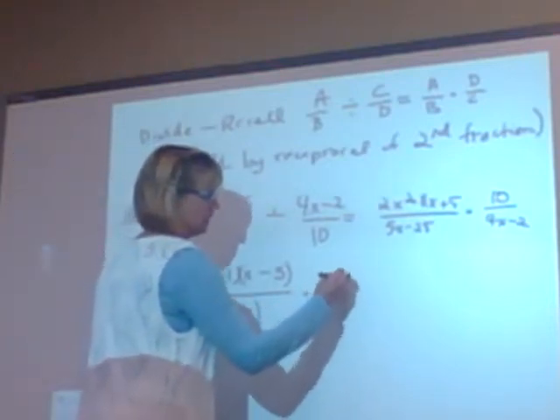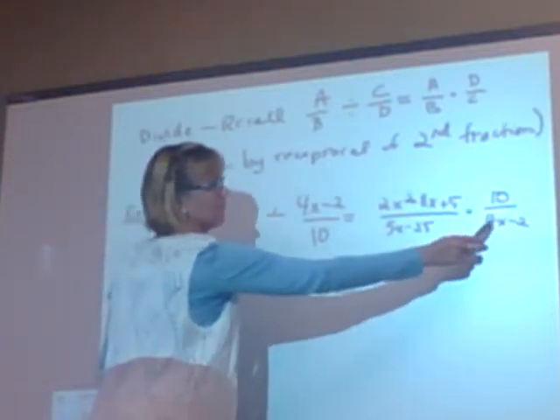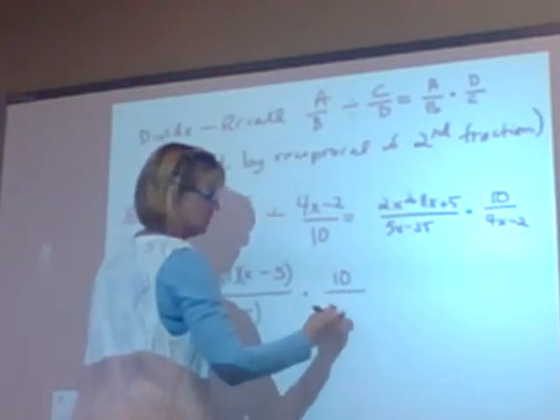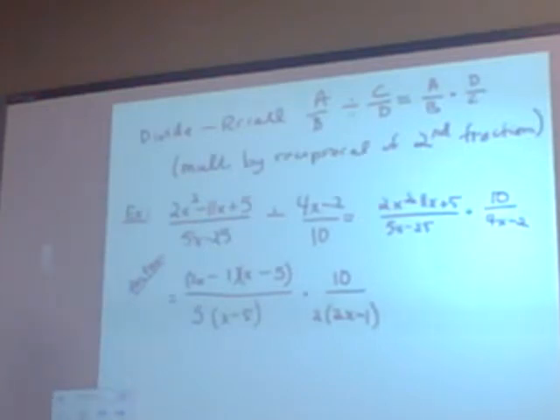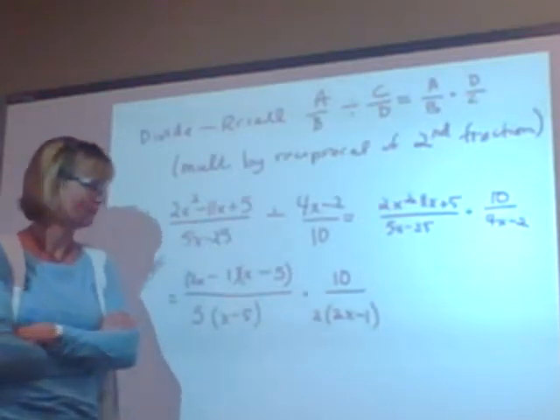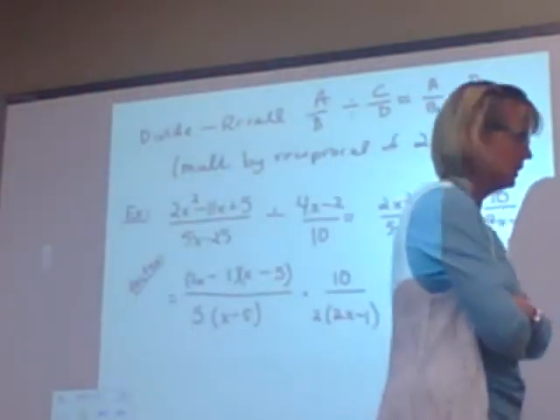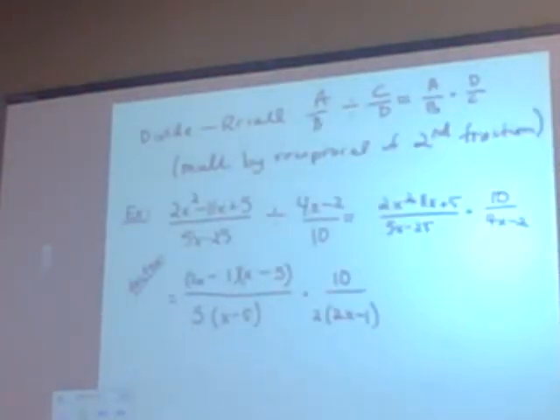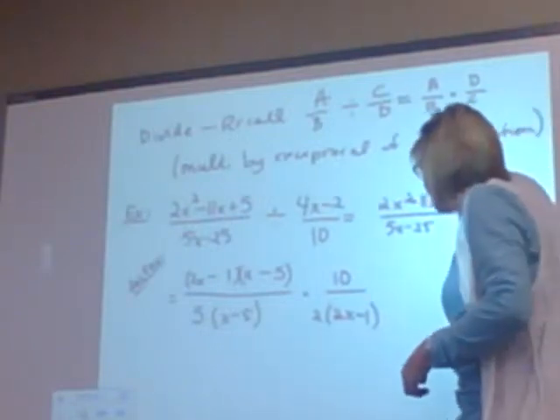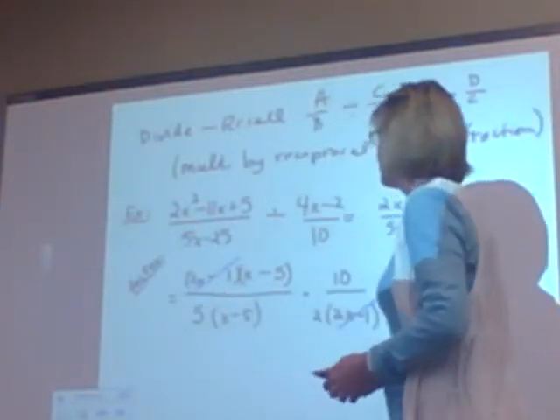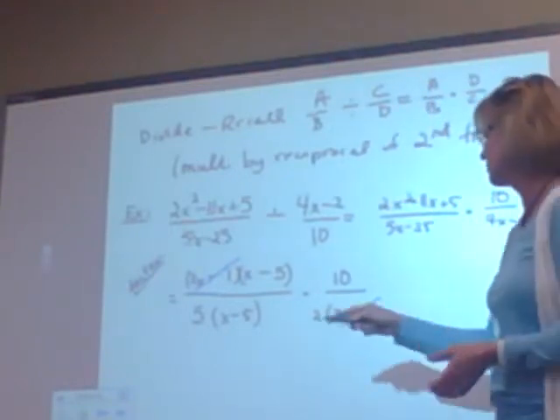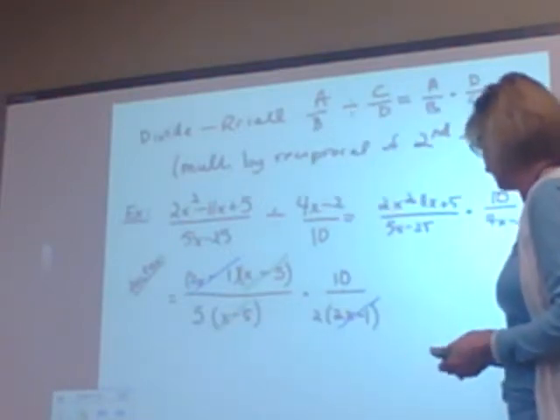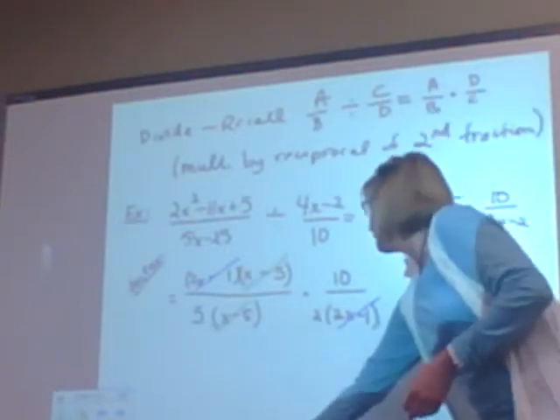Times 10 over 4x minus 2, I can write that as 2 times 2x minus 1. Factor off a 2 from that second denominator. Okay, we've got some things we can cancel. 2x minus 1. Perfect. Let's get rid of that messy guy. He goes away. 2x minus 1 is gone. x minus 5, x minus 5. Perfect. Gone.